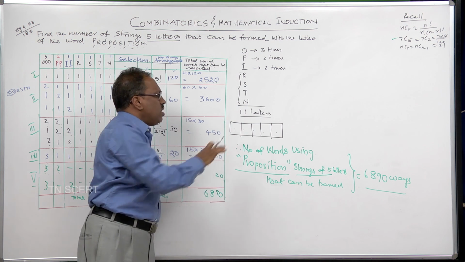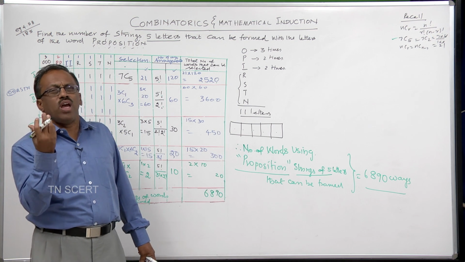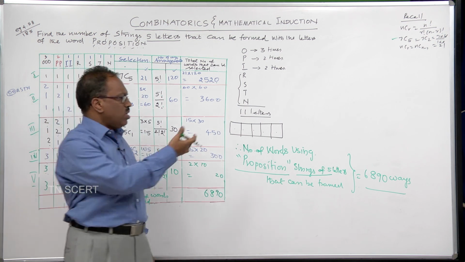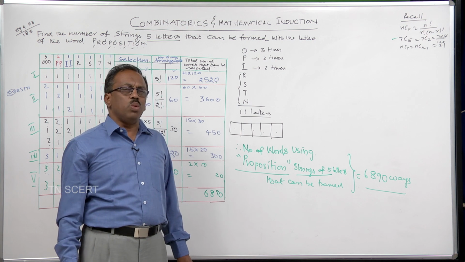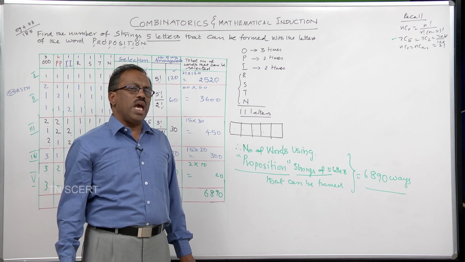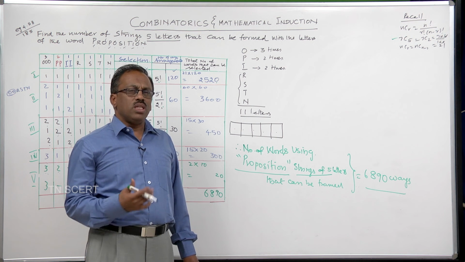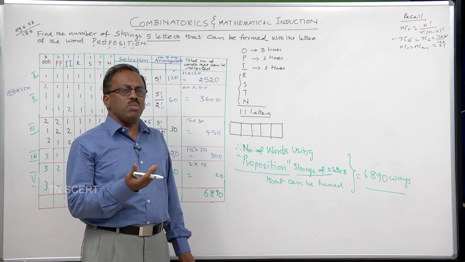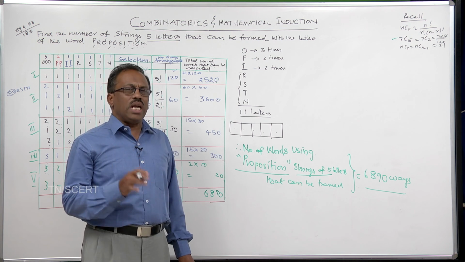sum of all these values. So the number of strings of 5 letter words that can be framed with the help of total possible ways are 6,890 ways. These many ways this letter can be selected. So we can select these many ways.